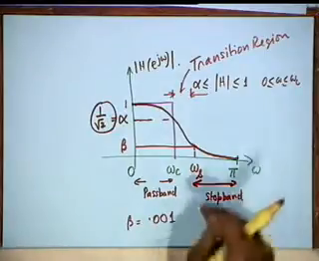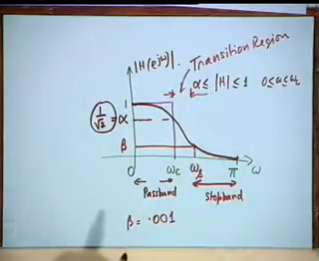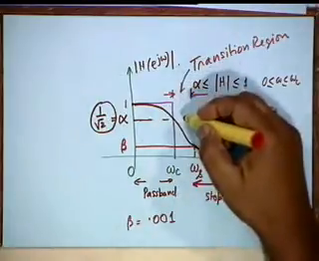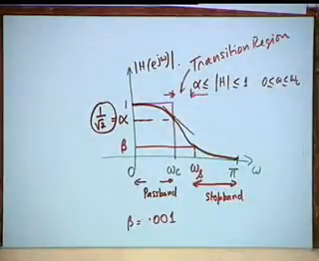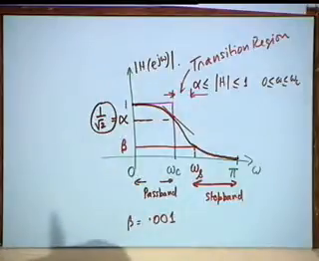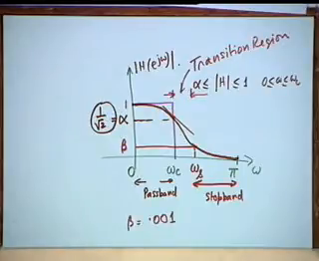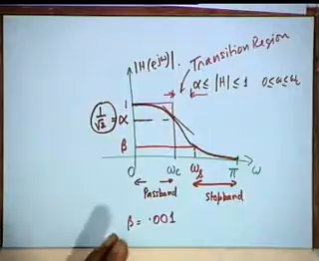Transition region sometimes is also specified by the cutoff slope. That is, if you find the slope at this cutoff point, this is also an indication of how sharp the filtering is. The more the cutoff slope, the better is the rejection of unwanted frequencies. So, a filter in practice, digital or analog, it does not matter, shall have a pass band, shall have a transition band, and shall have a stop band.